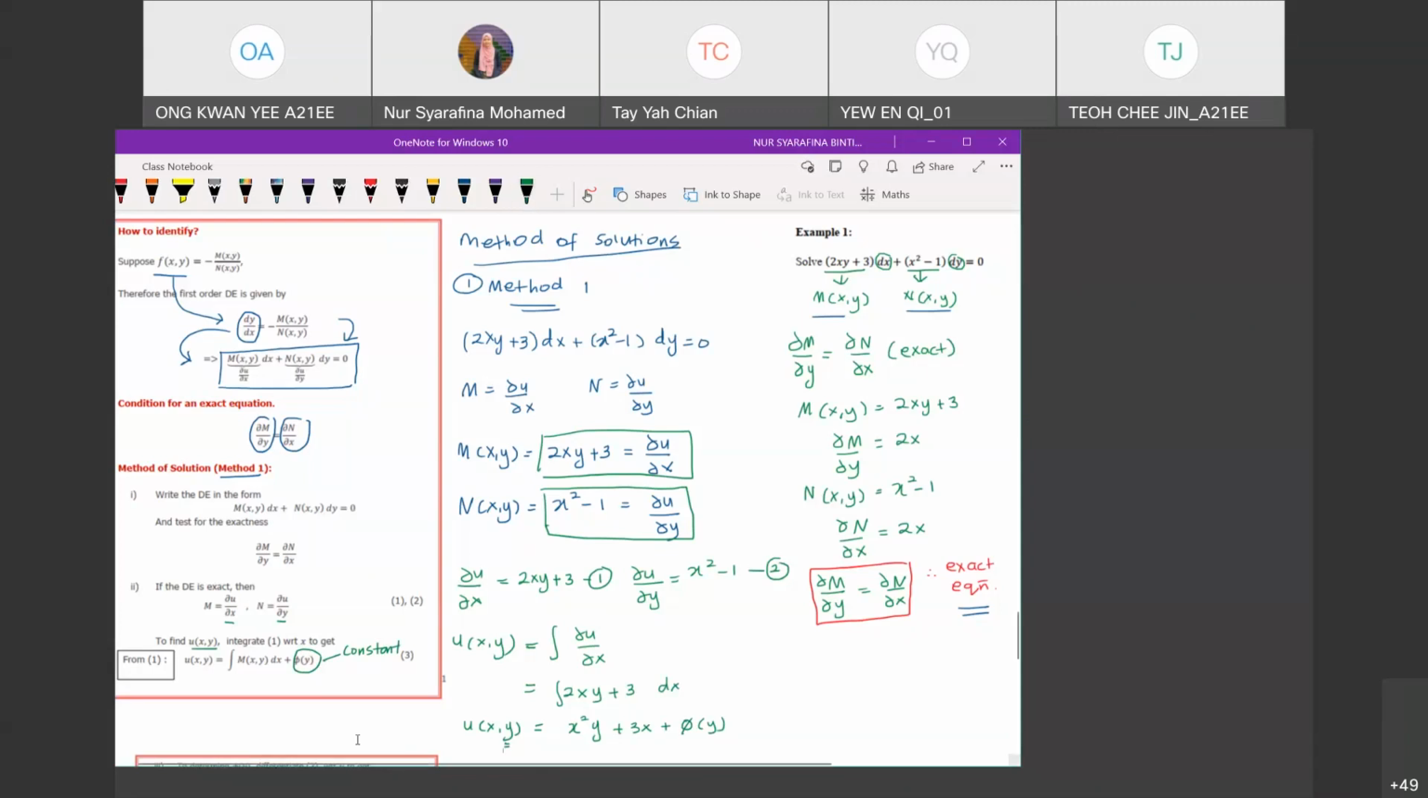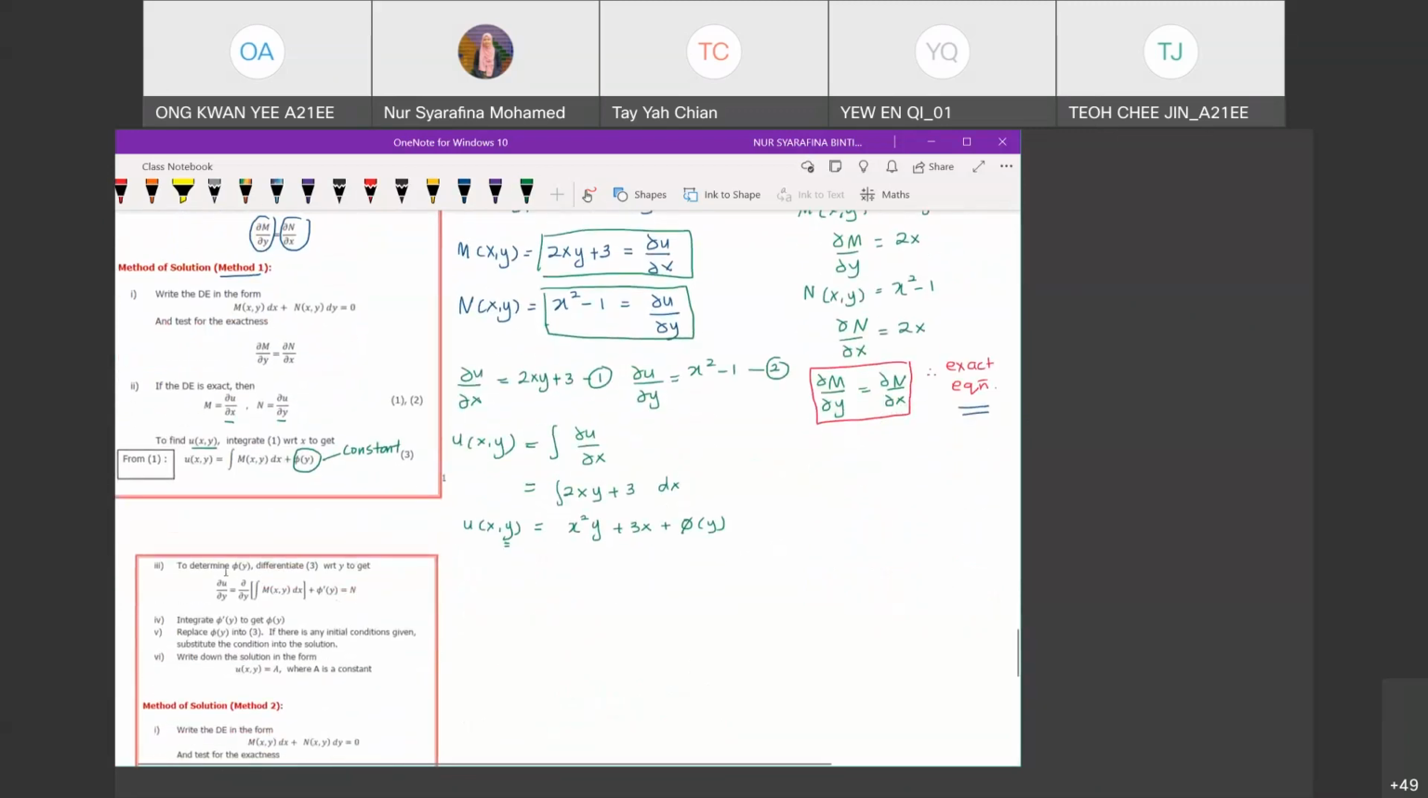Okay. And then what? To determine psi y, differentiate 3 with respect to y. So this is your third equation. Okay, differentiate this uxy with respect to y will give you del u del y. Differentiate with respect to y. We have what here? x squared plus psi prime y. And this is del u del y.